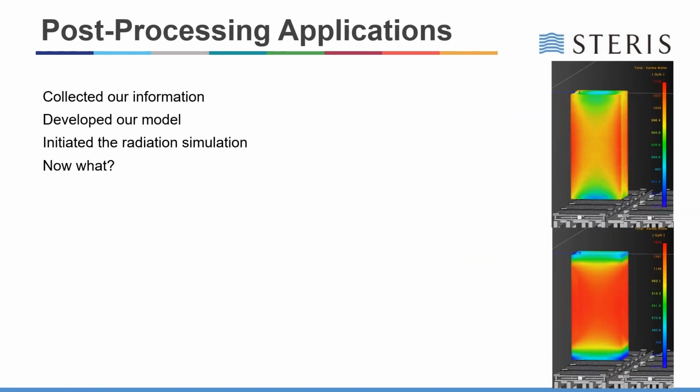So now we've collected our information, and we've developed our model, and we've initiated the radiation simulation. So the question is, now what? Because to this point, we haven't gotten anything out of it. We've just put a lot into it. So post-processing applications is here to describe the different techniques where mathematical modeling is being used, and albeit not a fully comprehensive list, show a couple of examples about how this can be used in the future.